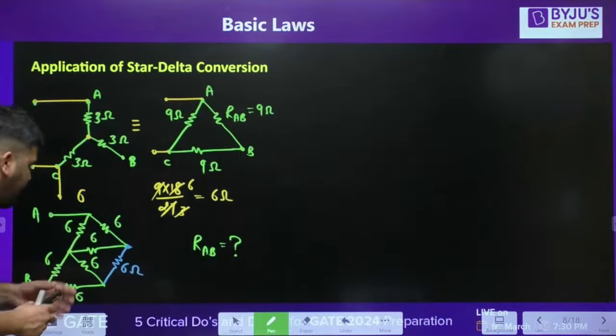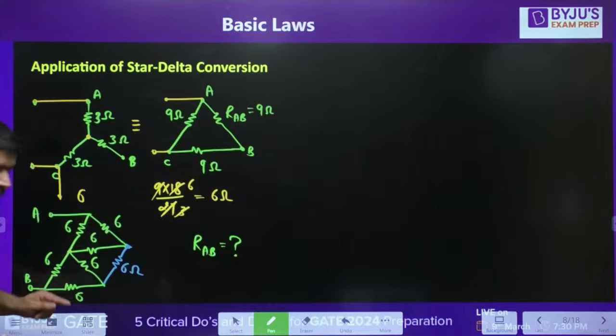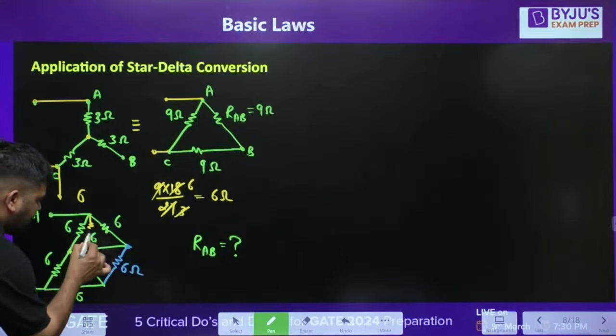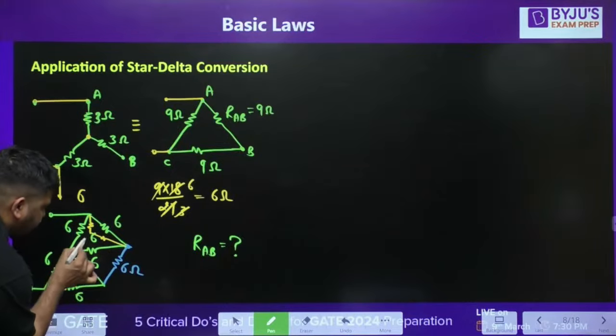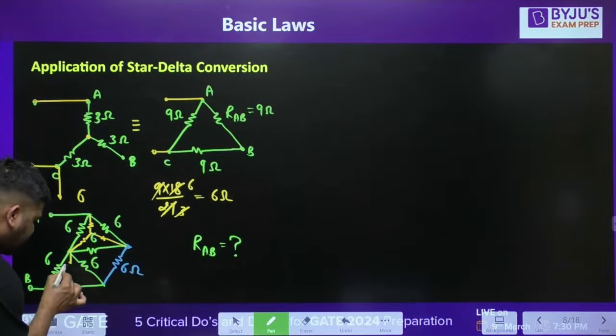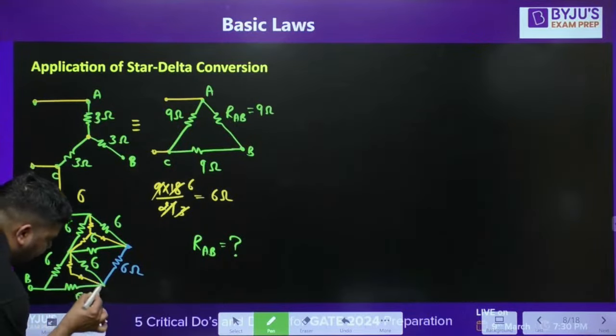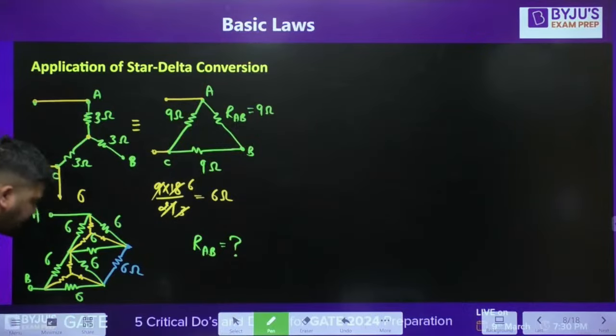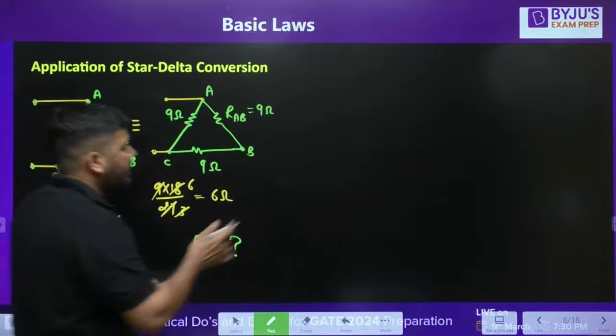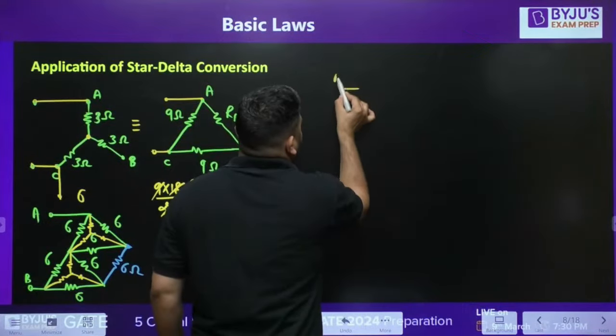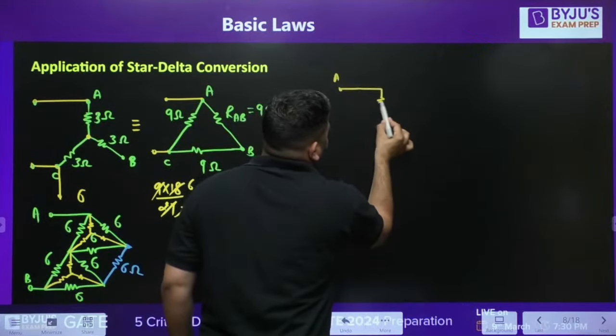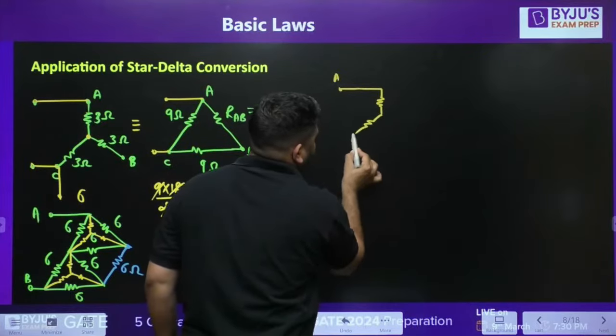So what I'm doing is converting this delta into star and this delta into star, like this and like this. I hope it is clear. Tell me, guys. Now let's redraw the circuit. So from A you have a star connection like this.